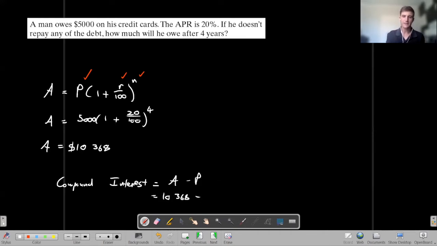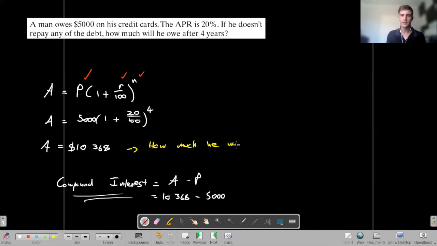so 10,368 minus 5,000. Okay, and you can use this idea to actually calculate how much you are paying for something if you buy something on credit. So next time you take out a phone contract, see what the final amount is and subtract the initial amount, so the cost of the phone, and see how much interest you're actually paying. But anyway, this was not part of the question, and they wanted to know how much he will owe after 5 years.